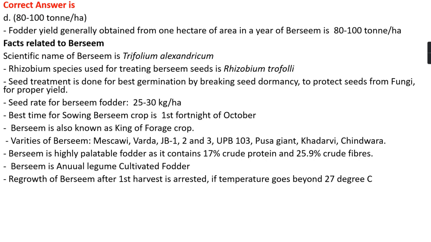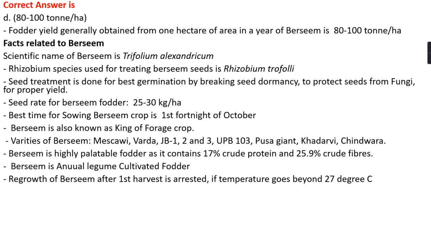The scientific name of berseem is Trifolium alexandrinum, and the rhizobium species which is used for treating berseem seed is Rhizobium trifolii. This seed treatment is done for the best germination by breaking seed dormancy, also to protect seeds from fungi, and for proper yield too. The seed rate for berseem fodder is 25 to 30 kg per hectare.